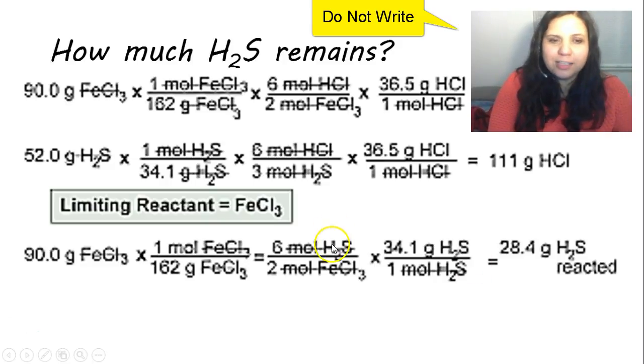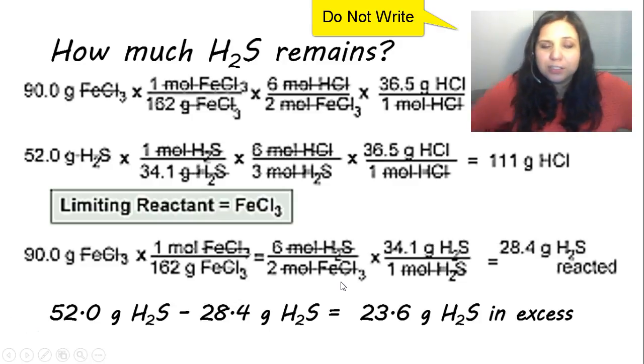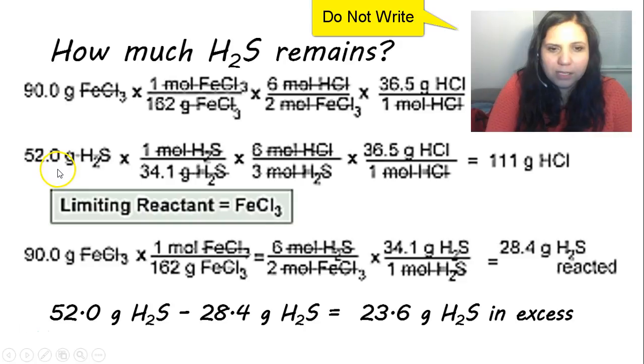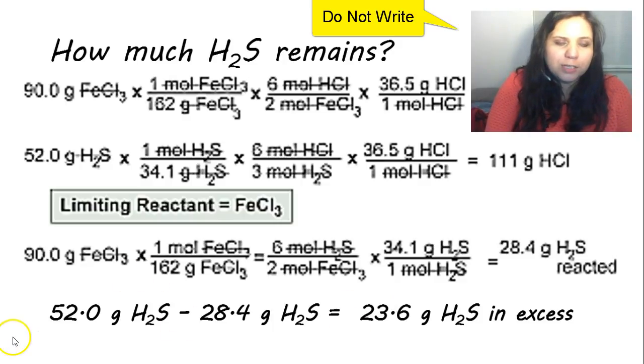All right, so what you should have gotten is this. 52 grams of hydrogen sulfide, which is the amount that we started with, minus the 28.4 gives me 23.6 grams in excess. All right, we'll try some of these in class.